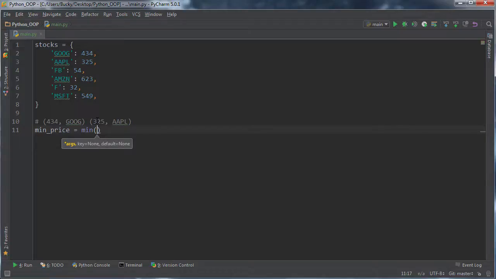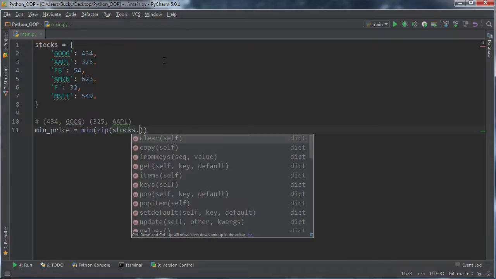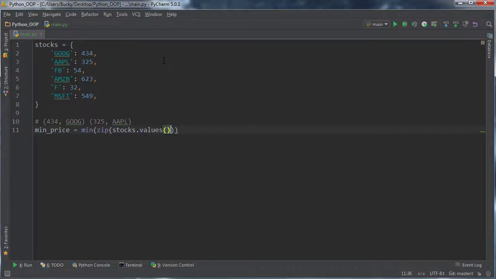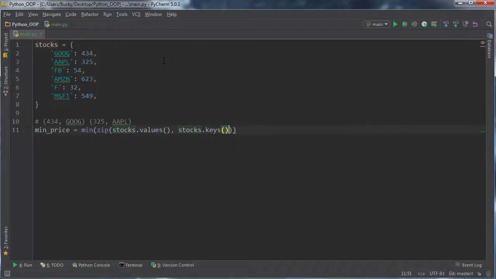All right, so we're getting the minimum still. We're going to get the minimum value, but instead of just throwing our dictionary in there like before, because that's just going to sort by the keys, what we're going to do is this. We're going to zip two values together. Now, what values do you want to zip together? Well, the first one is just going to be the values. So how do we get that? We just write stocks.values(). Easiest thing ever. Now, the second one is going to give us stocks.keys().